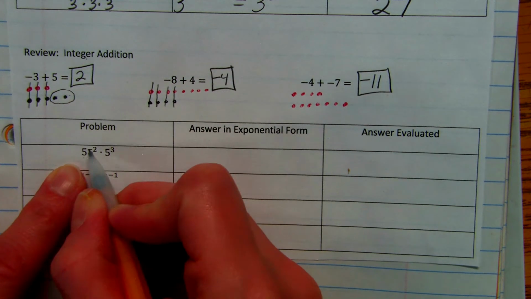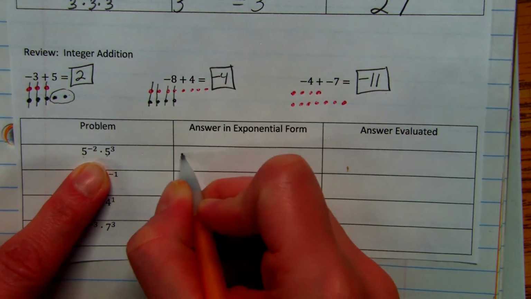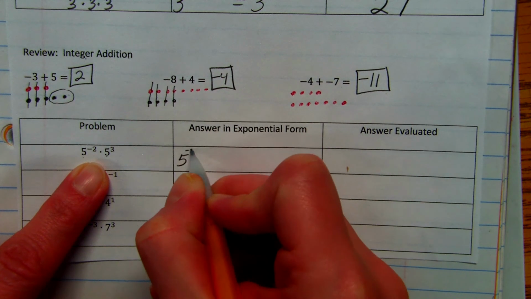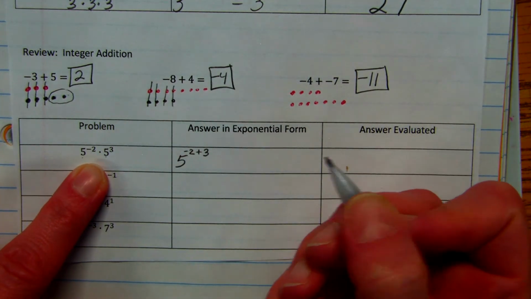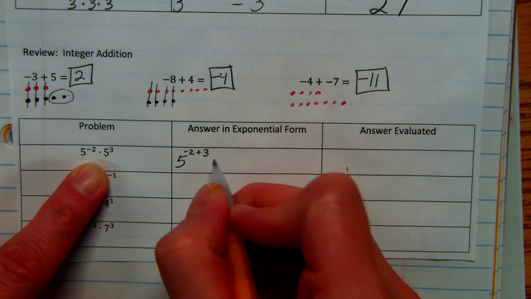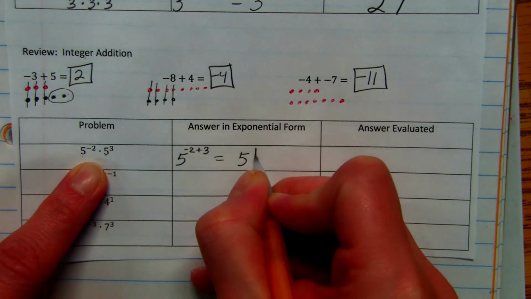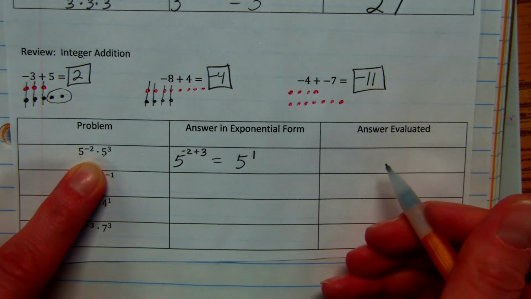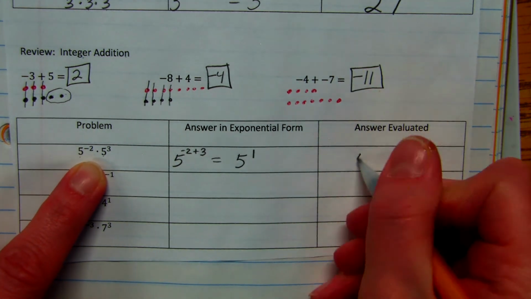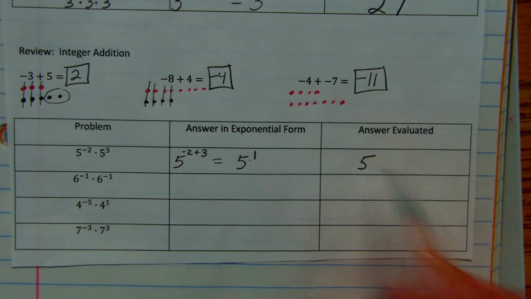So if I have 5 to the negative 2 power and 5 to the 3rd power, what I'm going to do is add negative 2 plus 3. What is negative 2 plus 3? 1. So my exponential form would be 5 to the 1st. And if I evaluate that and get the answer, what is 5 to the 1st? 5. Just 5, a regular 5. So this is exponential form. This is your final answer.